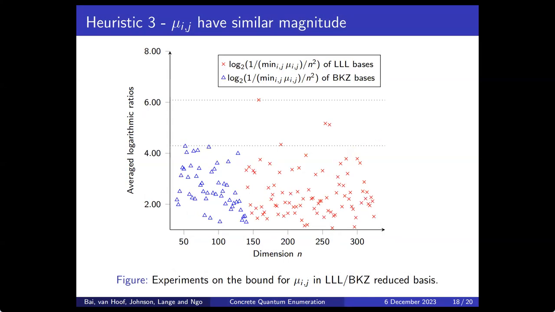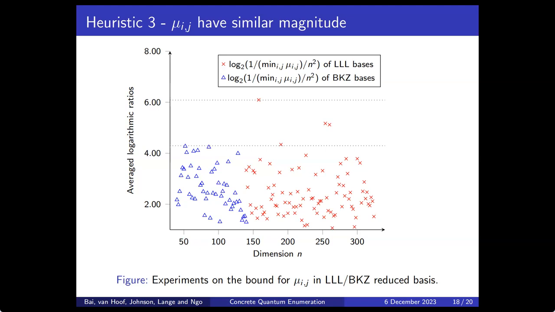We also run experiments on different random lattices, and then we use LLL to reduce it to build the minimum of the mu ij and plot here, and then we also use BKZ to reduce the basis to build the mu ij and plot.